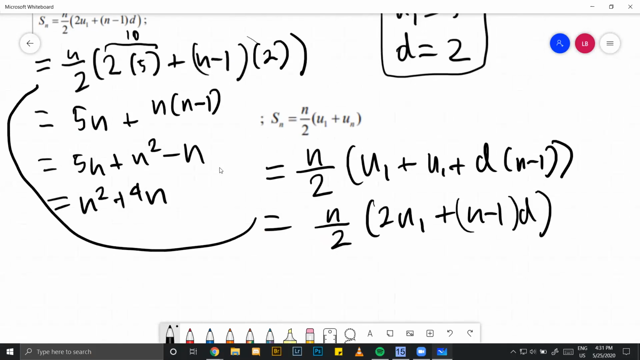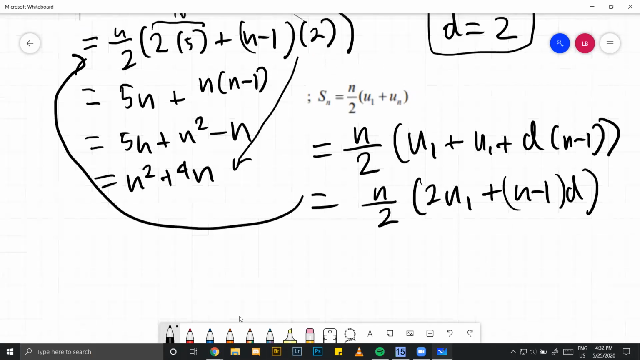You could go back to here and then follow these steps down this way in order to figure out what n squared plus 4n is equal to. I'm sorry I wasn't sharing my screen properly before. It was like messed up. Okay.